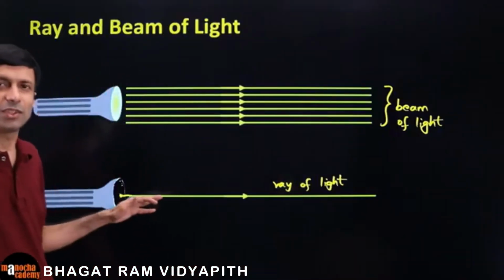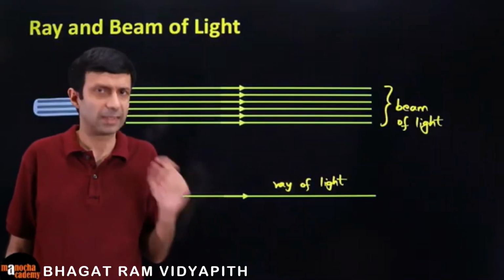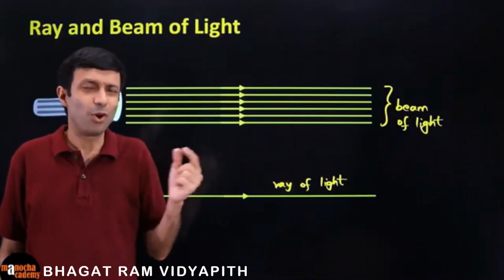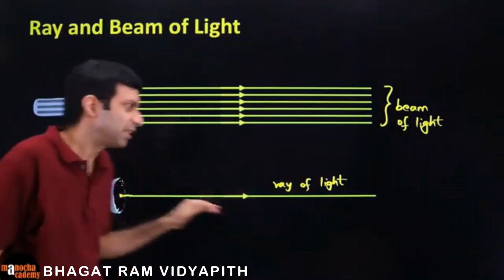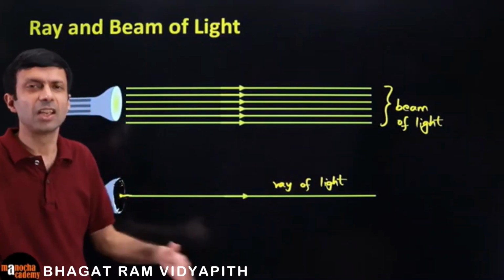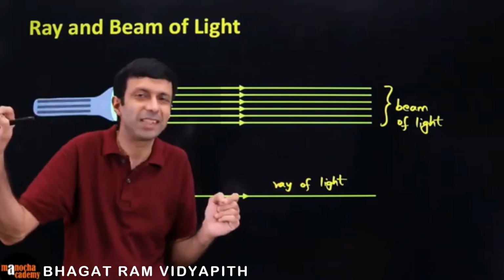What is the thickness of this ray? Or if I ask you in mathematics, what is the thickness of a line? Does a line have a thickness? No, it's absolutely right. It has a length but no thickness. Same way, a ray has no thickness. So it is sort of an imaginary concept, right? You can't really see one single ray.